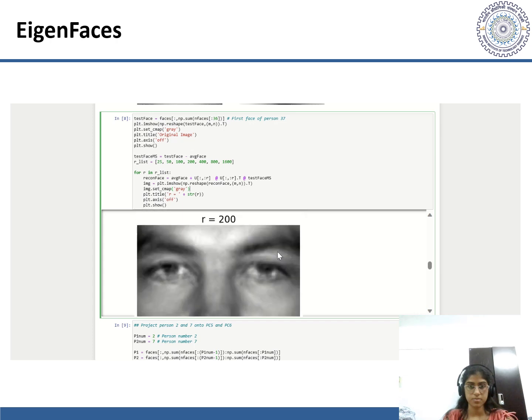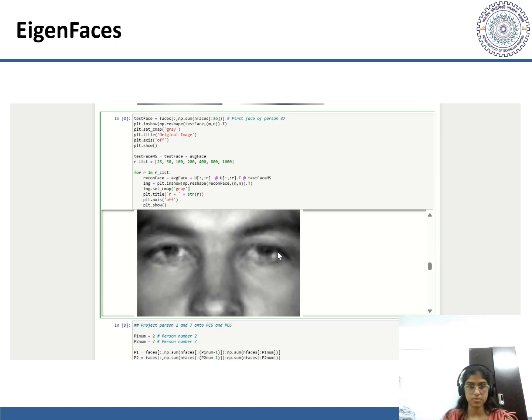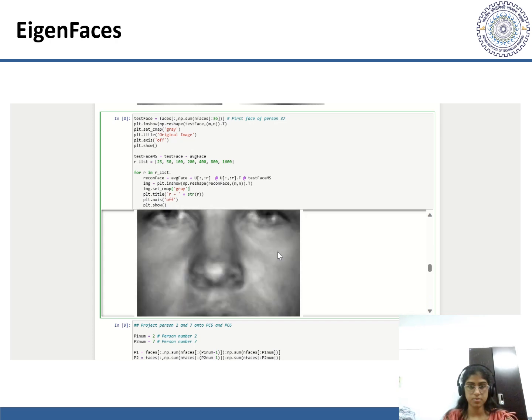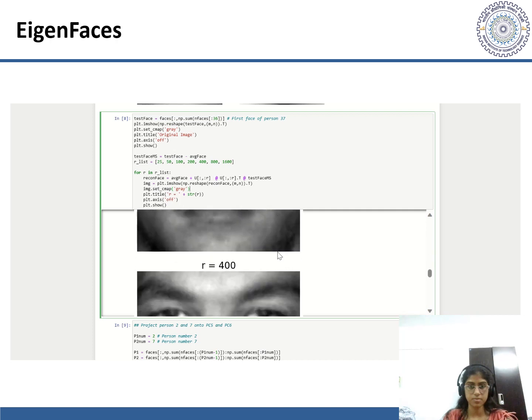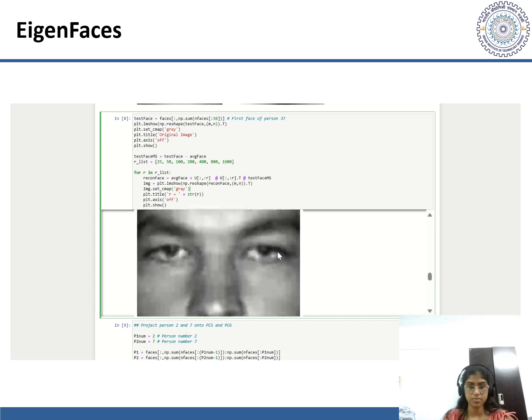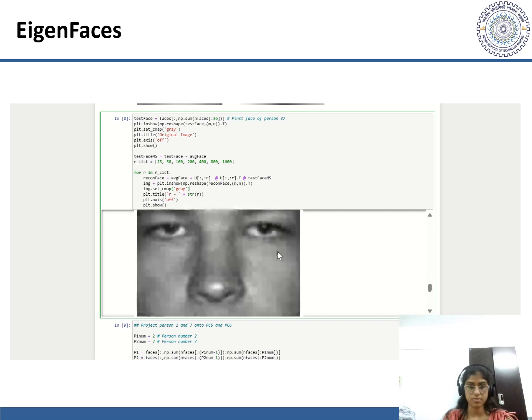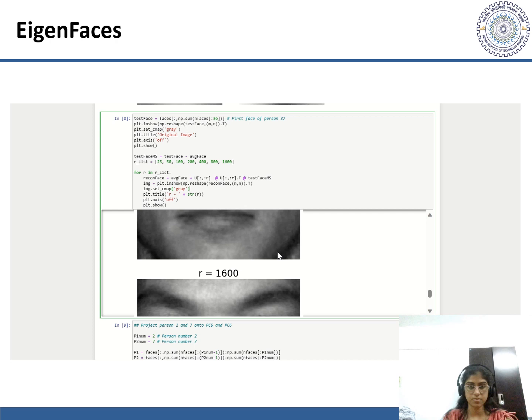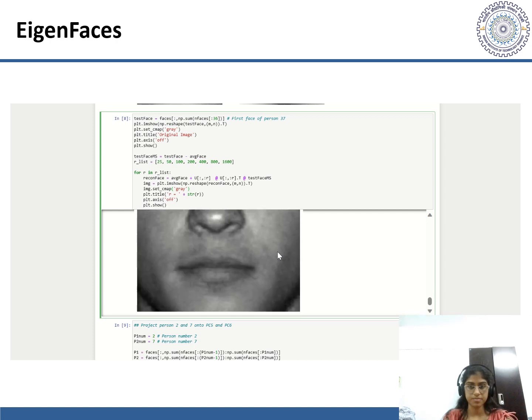R is equal to 100, R is equal to 200. Now at R equal to 200, it kind of resembles the original image. At R equal to 400, this is a phase changing part where it mostly resembles the original image. As I increase R, this coincides more and more towards the original image.